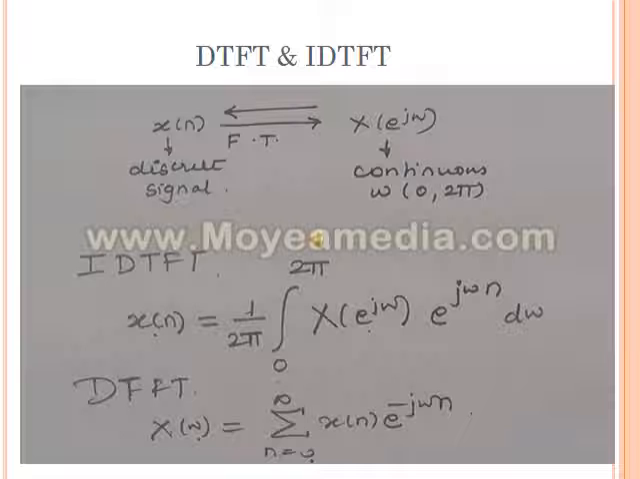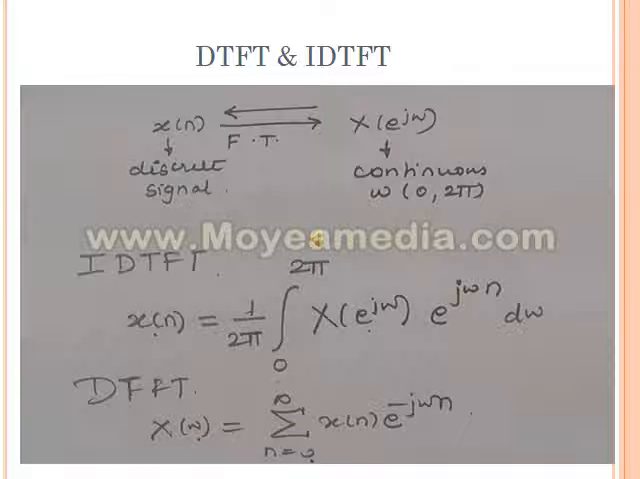Here in this slide also we have DTFT and IDTFT, the inverse discrete time Fourier transform. In the Fourier transform we are transforming the signal from time domain to frequency domain. The time is discrete in nature, whereas the frequency is continuous, varies from 0 to 2 pi, and is periodic in nature.